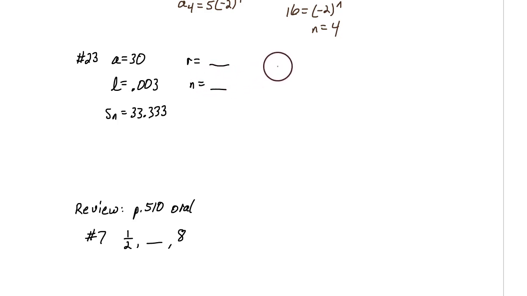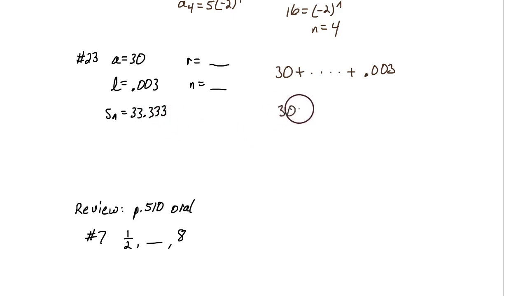Let's write out the series to see if we can see any patterns. The first number is 30, and then you add, and then there are some unknown terms, and we're told the last one is 0.003. Now we know it's a geometric series because we're looking for an r, a common ratio. So what might be the pattern from term to term? To help us discover that, look at what the sum looks like. It's 33.333.